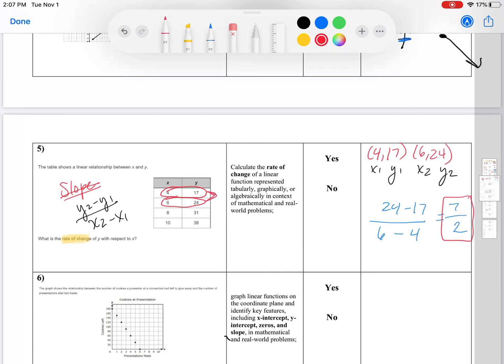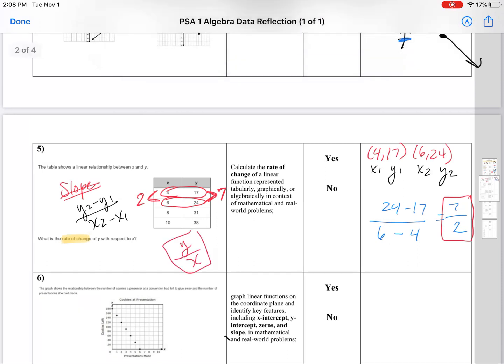You could have also noticed that the change in y increased 7, while the change in x increased 2. The slope is the y over the x. So the correct answer is 7 over 2.